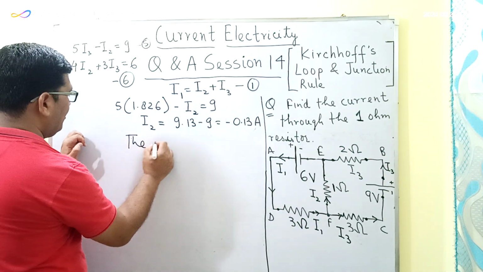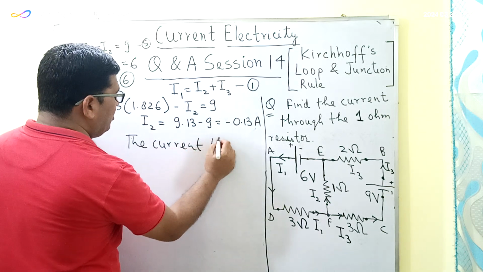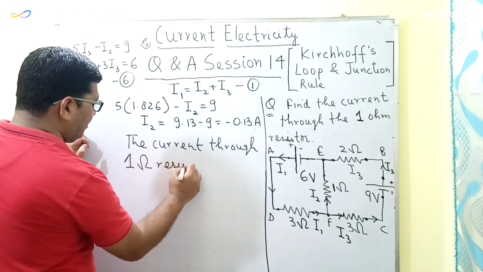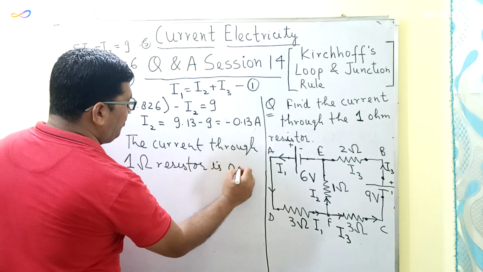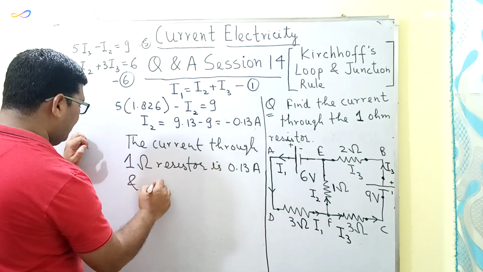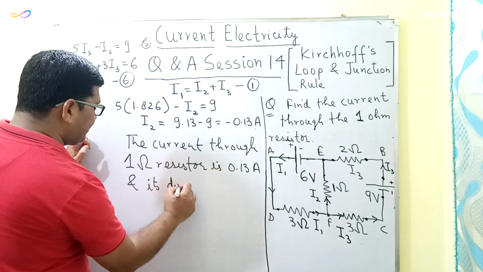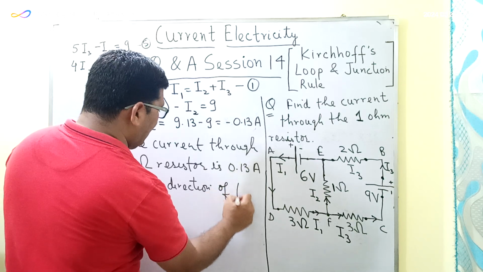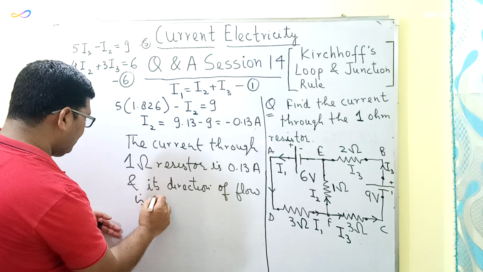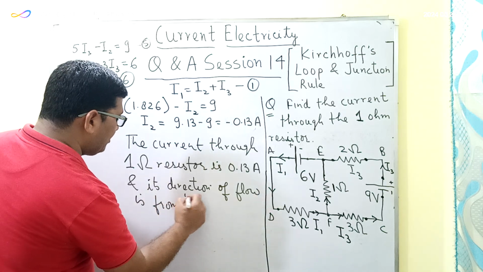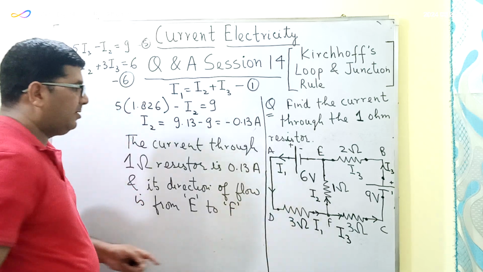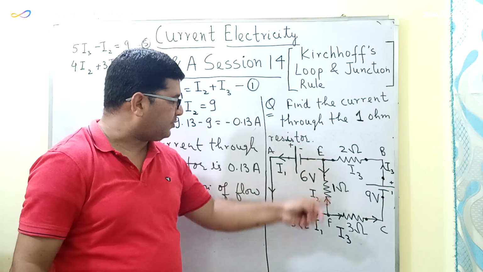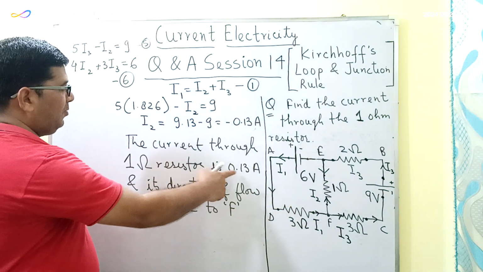So simply we can write that the current through the 1 ohm resistor is 0.13 ampere, and its direction of flow is from E to F. Okay, so the actual direction of the current which is flowing across this 1 ohm resistor is from E to F, and its magnitude is equal to 0.13 ampere.